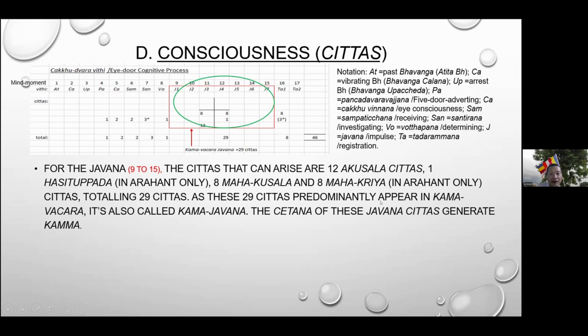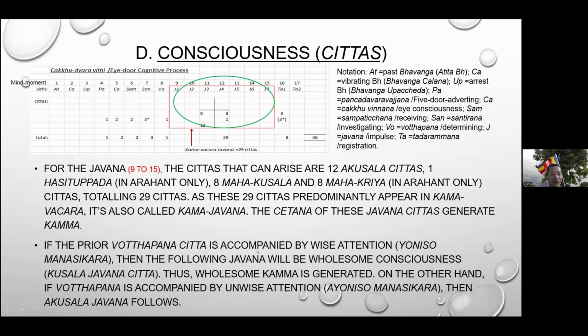As these 29 Javana cittas predominantly appear in Kama Vachara, they are also called Kama Javana. That is another term frequently used, a short term to indicate these 29 Javanas. The Chetana of these Javana cittas generates Kama, and that is where Kama comes from. So from these 7 Javana cittas, the Chetana of these Javanas generates and creates the potentials of Kama.